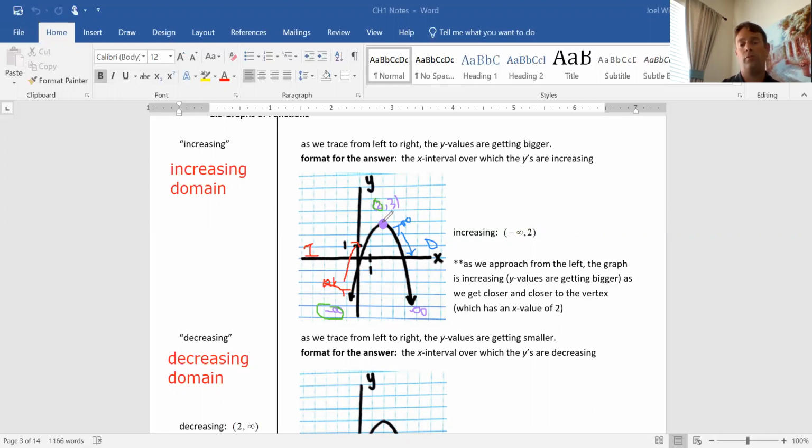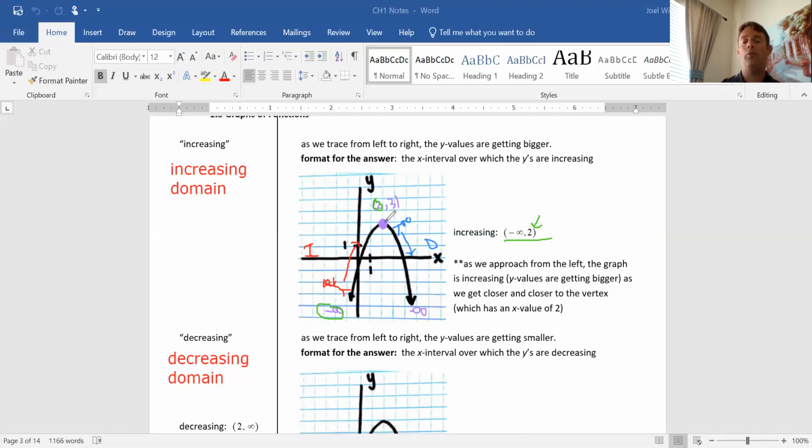The x value, if you notice, is the top point of the graph. We call that the maximum point. So I'm going from negative infinity to 2. That's why we say the increasing domain is from negative infinity to 2. Now notice, it's a parenthesis here, because when x is exactly 2, that's when the graph changes from increasing to decreasing.